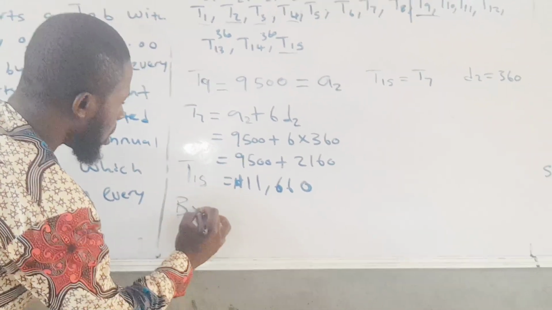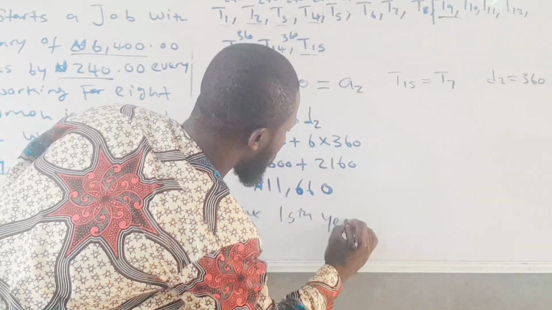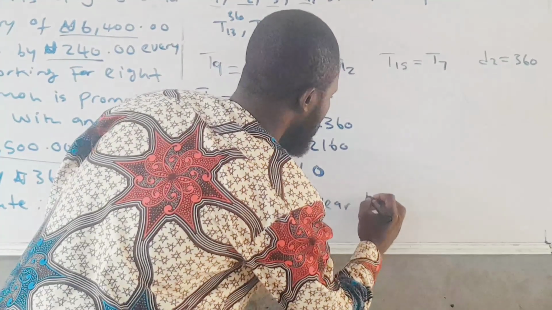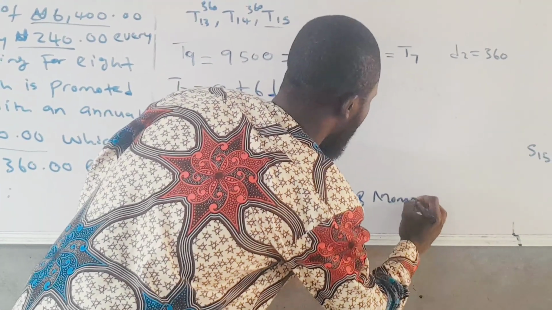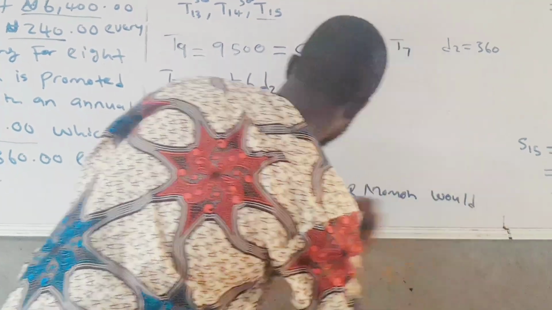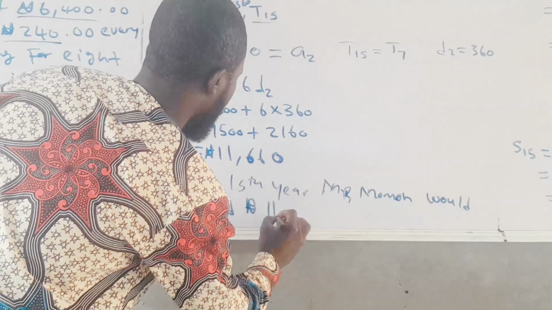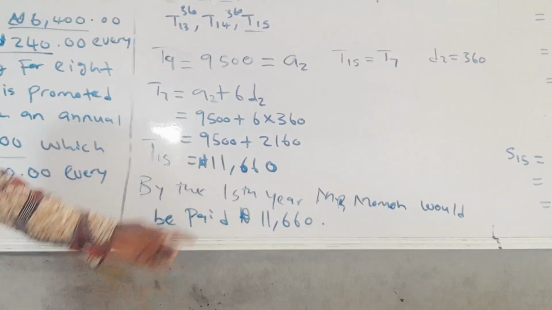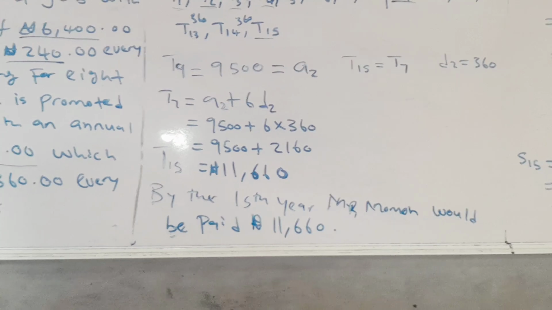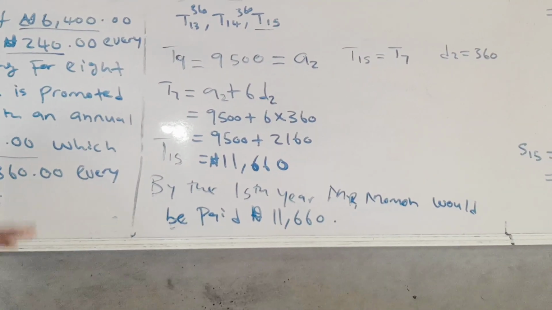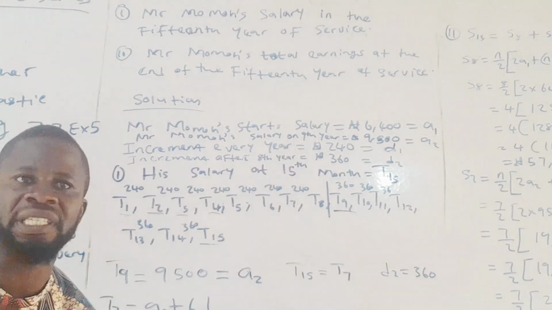That means by the 15th year, Mr. Momo will be paid a sum of 11,660. That's for that 15th year alone. Then the second one is now talking about Mr. Momo's total earning at the end of the 15th year of service.